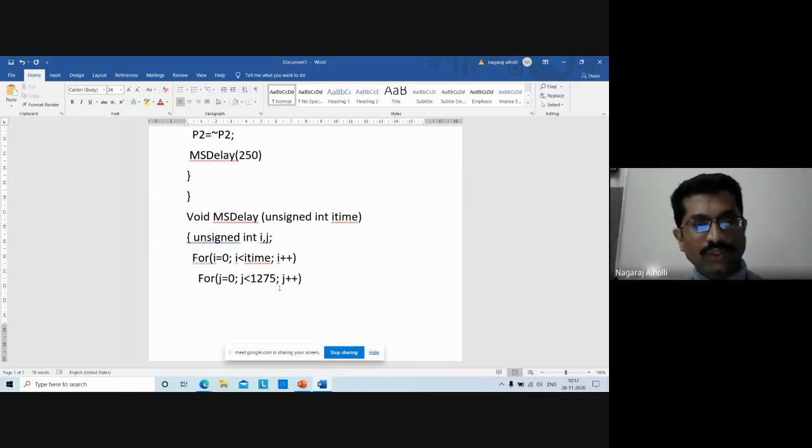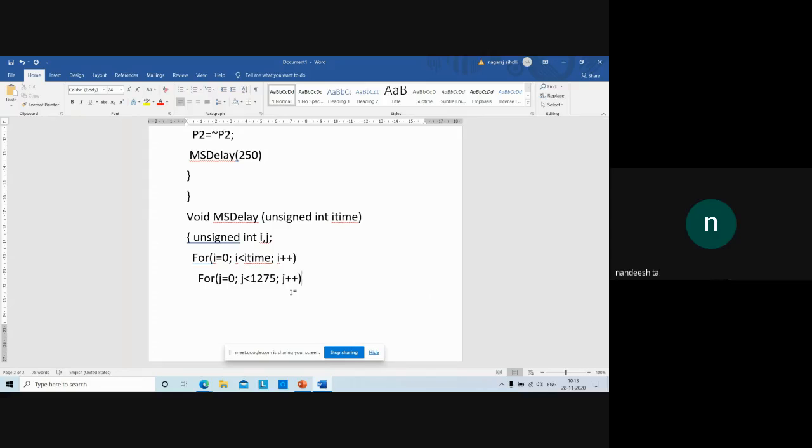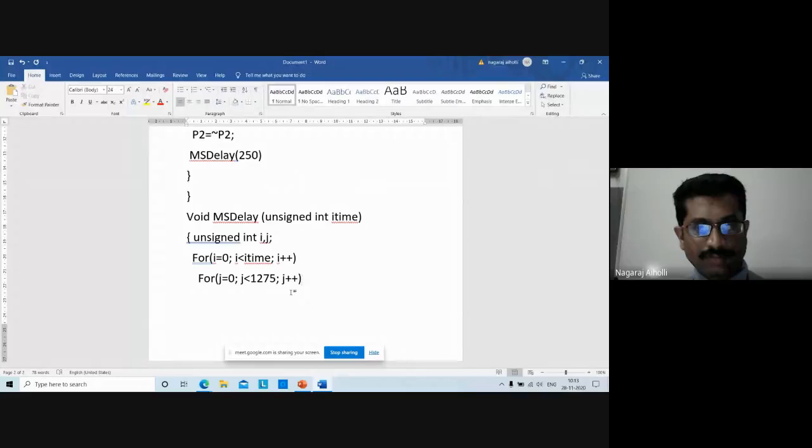Therefore, based on how much delay we want, if you want a delay of 300, pass 300. Then use these two for loops. If you want a delay of 500, pass 500 from the main function to the sub function. Then use these two for loops. That will give us the required delay. Clear here, Nandish?